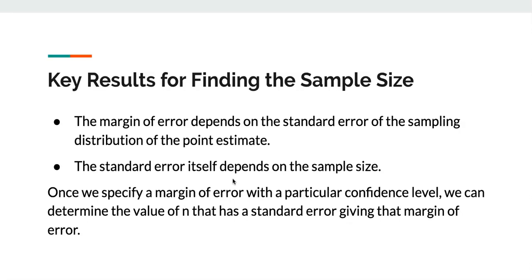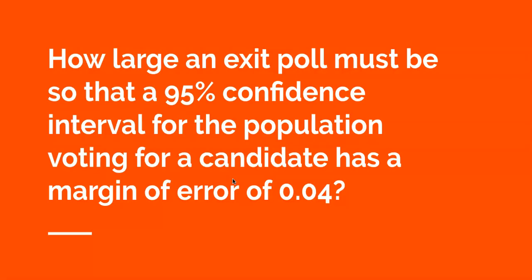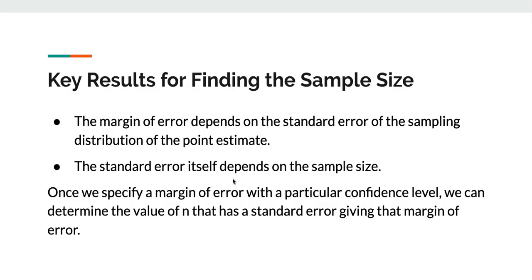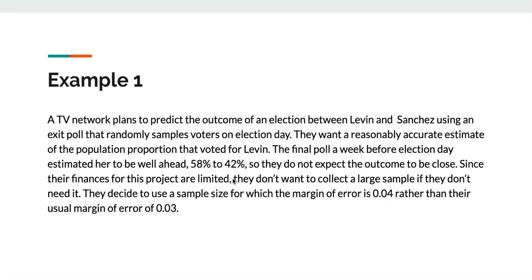So once we specify what kind of margin of error we want and what kind of confidence level we want, we can determine the value of n, how big the sample should be, to have a standard error giving that margin of error with that confidence level. So basically, what are we saying in this slide? If you decide on the confidence level and margin of error, we should be able to solve for the sample size and decide how many people we should ask the question, or how large an exit poll should be. Okay, so let's look at example one together.